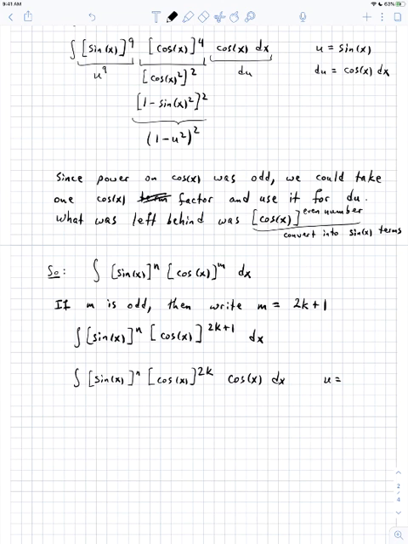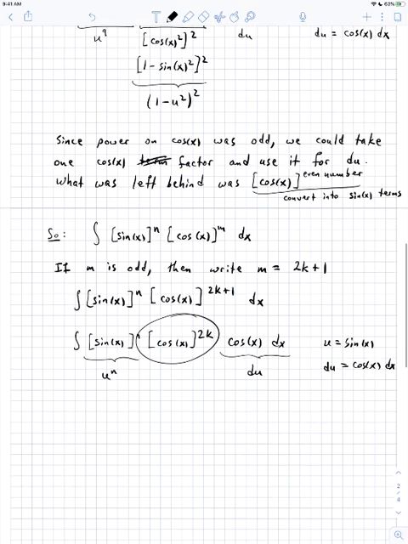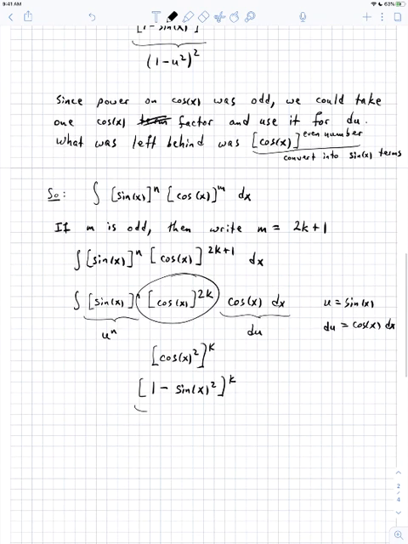And again, you let u be equal to sine of x, and then du is cosine of x dx. And so you have here u to the n, and here you have du. And this term in the middle, you do exactly the same thing. You write this as cosine of x quantity squared, all that raised to the k, and then you write that as 1 minus sine x squared, and raise all that to the k. And what is that? That's just going to be 1 minus u squared, just like it has been all the time. So this term right here is 1 minus u squared raised to the k.